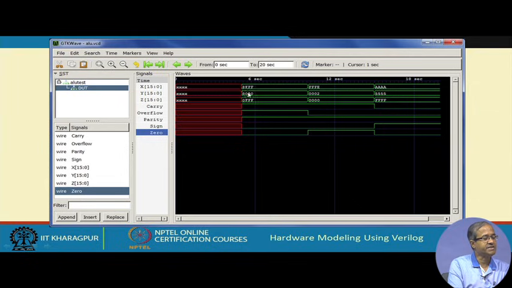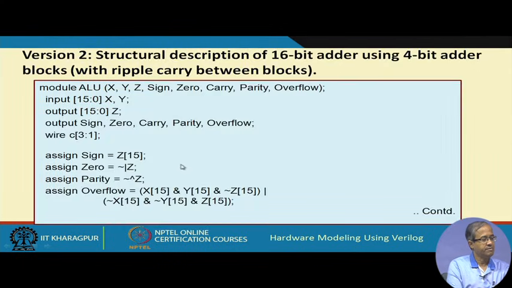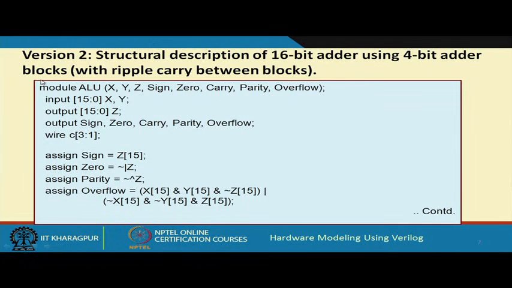Fine. So, the waveform also you can see the same thing. So, this is x, this is y, sum is z, you can see the value 0 f f f, you can see the value 0 0 0 f f f f, you can see the values, right, and you can also see the flag value 0 or 1 whatever is coming. Fine. Okay. Now, in this second version, as I said, we are using 4-bit adders with ripple carry between blocks.